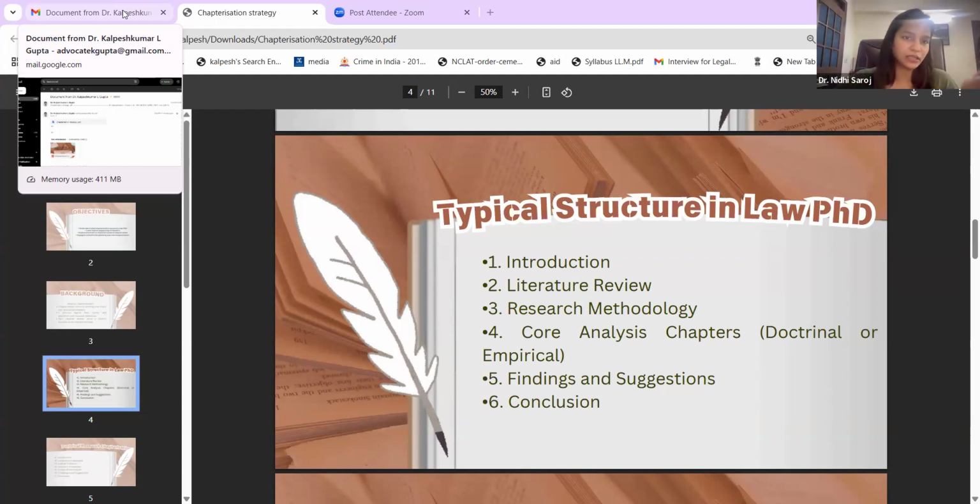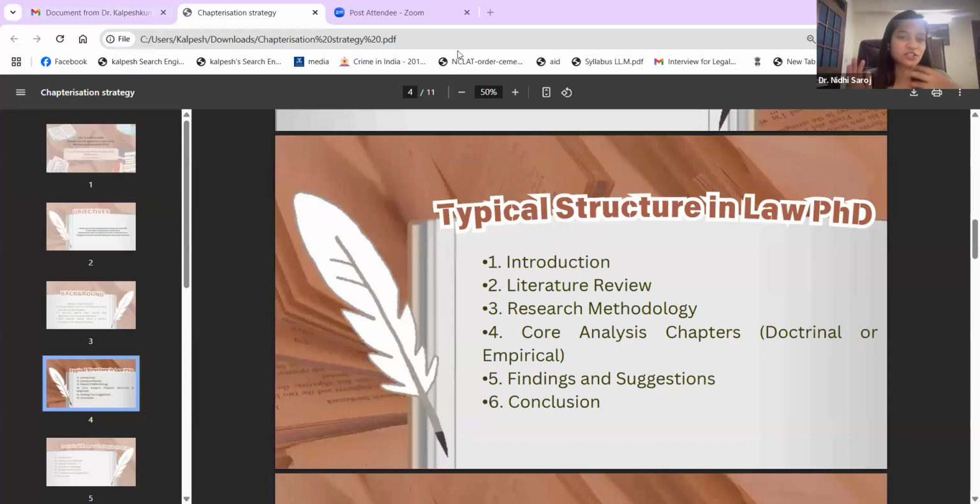Research methodology, again, you can have a separate chapter, or you can have it in the introduction part also. But I feel whenever you are doing a core empirical research, you should have a separate chapter on research methodology, because you will have to talk about sample size, how you choose this sample, the population, the universe, and how you conducted the interview. So in such a case, I think research methodology should be a separate chapter.